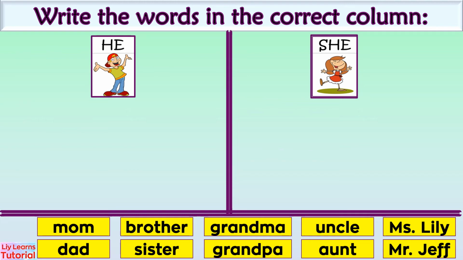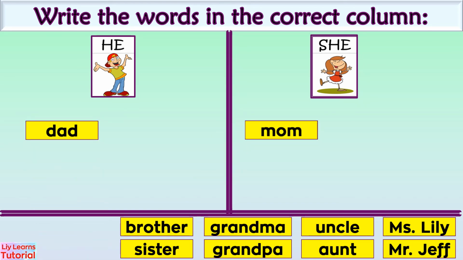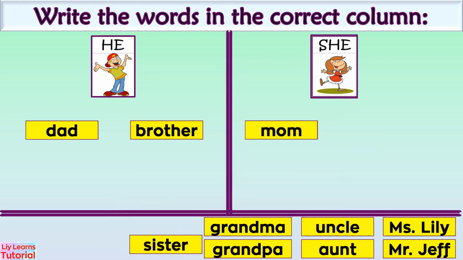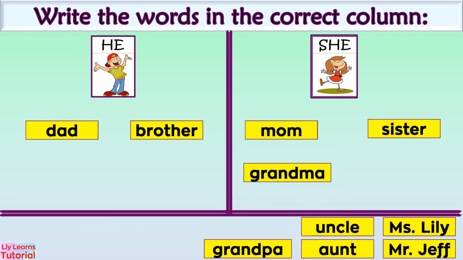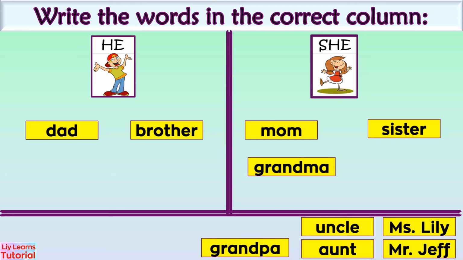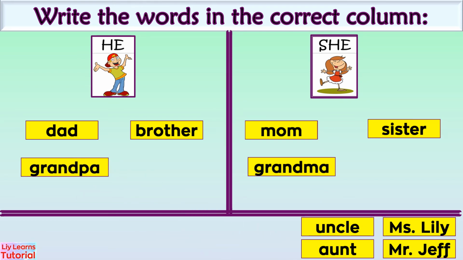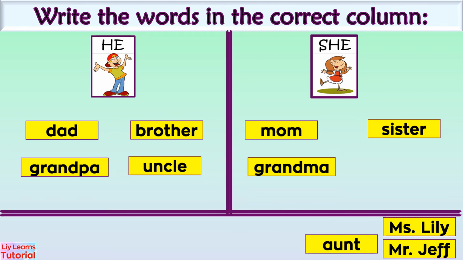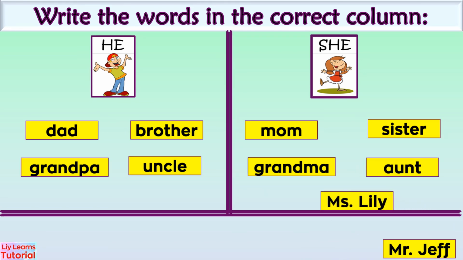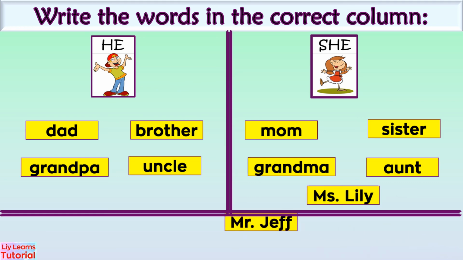Let's see if your answers are correct. Mom, she. Dad, he. Brother, he. Sister, she. Grandma, she. Grandpa, he. Uncle, he. Aunt, she. Miss Lily, she. Mr. Jeff, he.